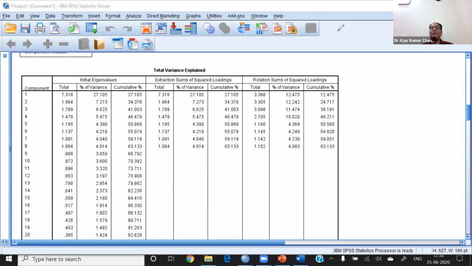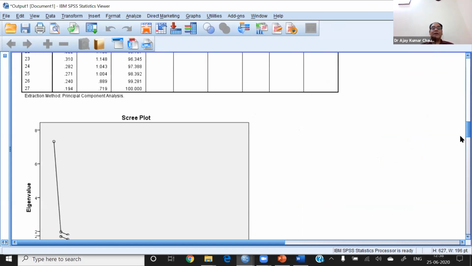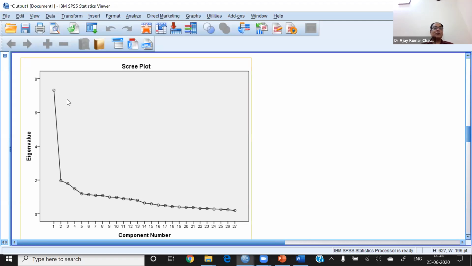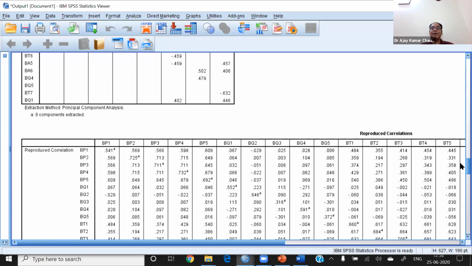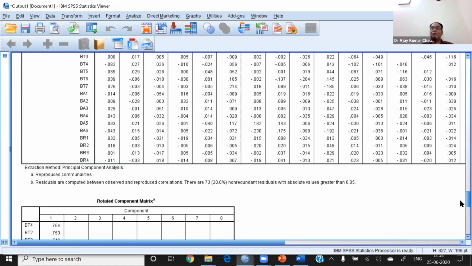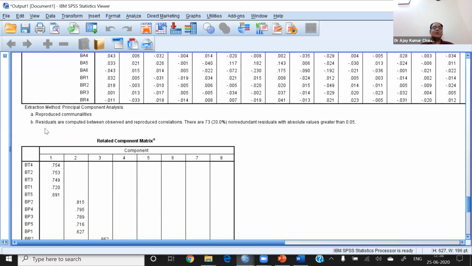So I think now we have clarity on that. And the next table is the plotting of the eigenvalues. The first eigenvalue is this, and after that these are the different eigenvalues. It is just a plot, nothing more to see than this. And the component matrix we don't see. Reproduced correlations is very important. In the last thing, you have to find this table. Residuals are computed between the observed and the reproduced correlations. Now read this: residuals are computed between observed and reproduced correlations, and there are 20% non-redundant residuals with absolute value greater than 0.05.